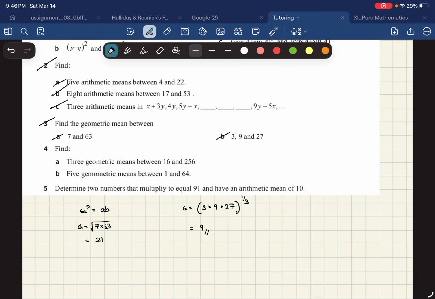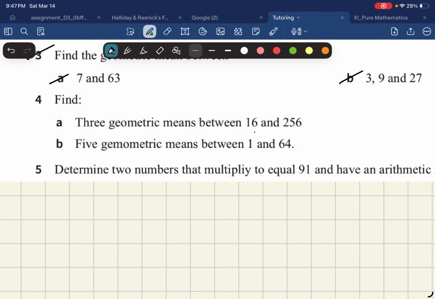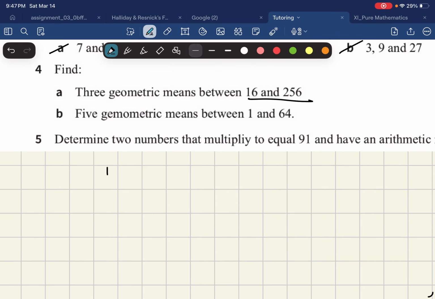Alright, question 4. Find three geometric means between 16 and 256. So we start with 16. We multiply. So this is a geometric sequence. You multiply by some common ratio: 16 times r, 16r squared, and 16r cubed. And then finally, because we want three of these, we get to 256.